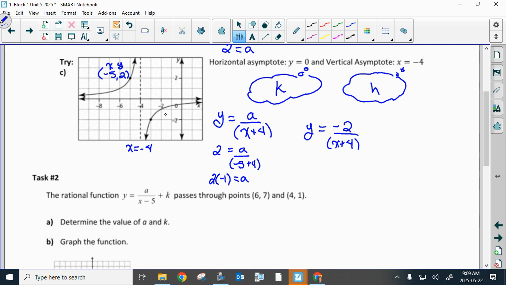Okay, so it says a rational function y is equal to a over x minus 5 plus k passes through the points 6 and 7 and 4 and 1. Determine the values of a and k. Guys, if we've got two unknown values, you need to think about your grade 10 skills. What grade 10 skills did we develop that helped you find two unknown values? Do you guys remember? You've got two unknown values.